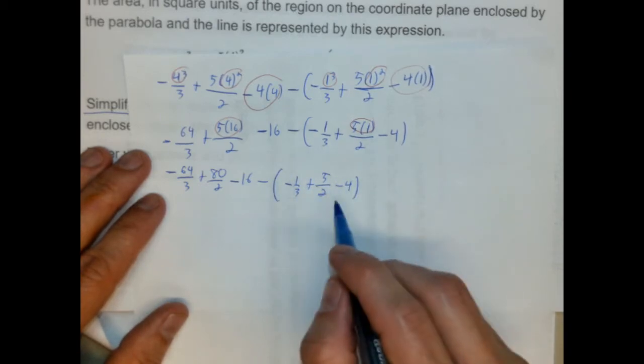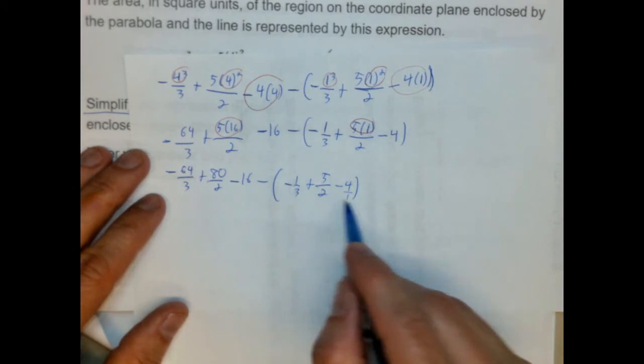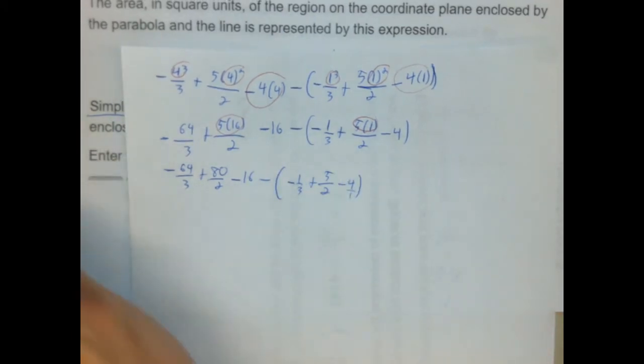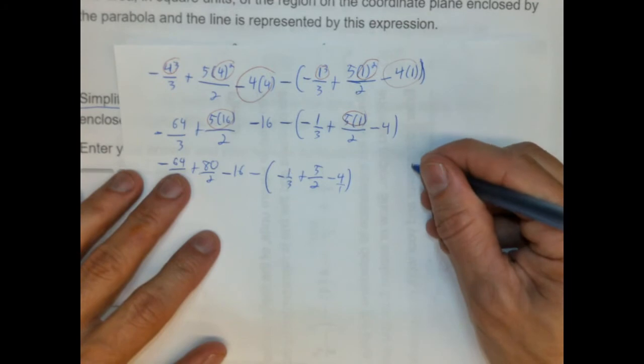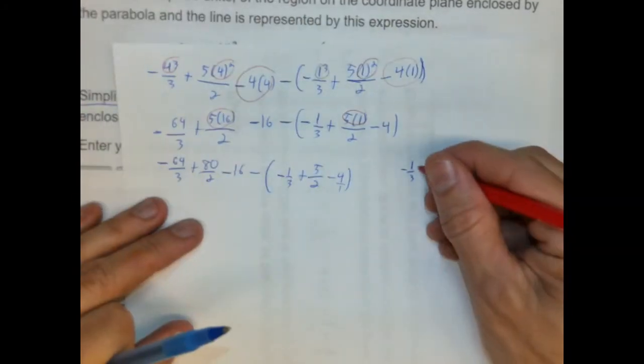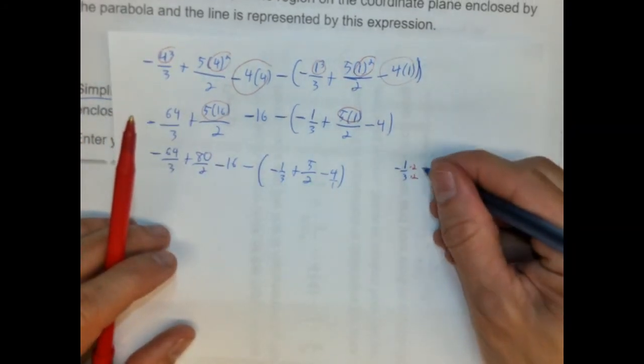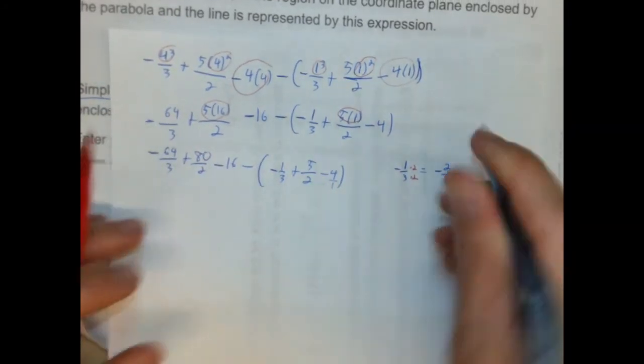We want them to all have the same denominator. So this currently has a denominator 1. So 3, 2, lowest common denominator would be 6. So I'm going to write that over here on the side to show how I did that. So negative 1/3, I'm going to multiply the top and bottom by 2. And that's going to give us negative 2 over 6.